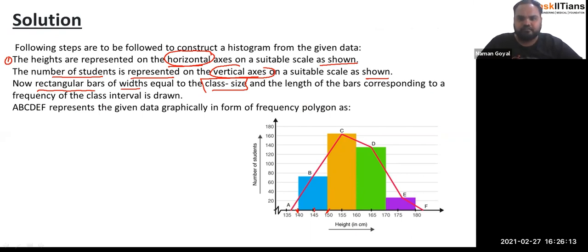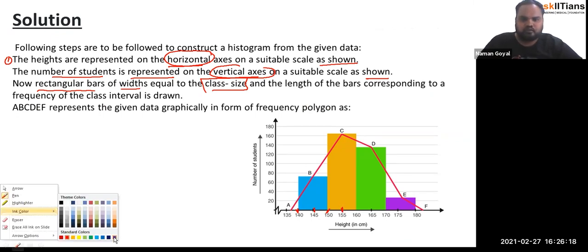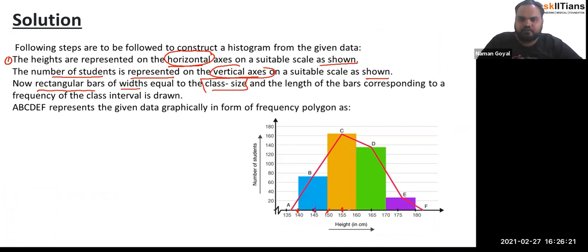So at midpoint, this is for 145, 155. Let me change the color. Yes, 145 is the midpoint, 155 is the midpoint, 165 is the midpoint, 175, and this is 185. And this is 130, this is 130, and this point is 135. So we have to join these points: AB, then BC, then CD, then DE, and then EF. So we got this graph as the frequency polygon graph.